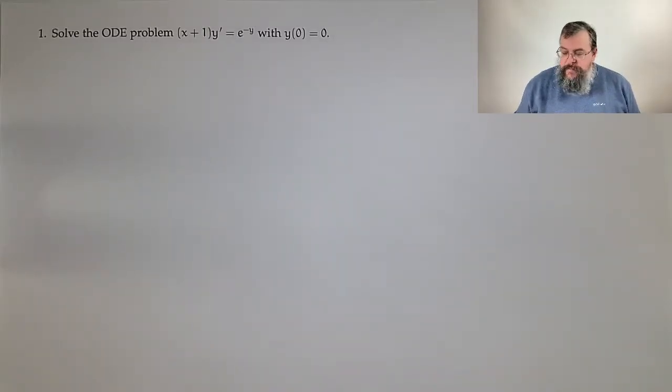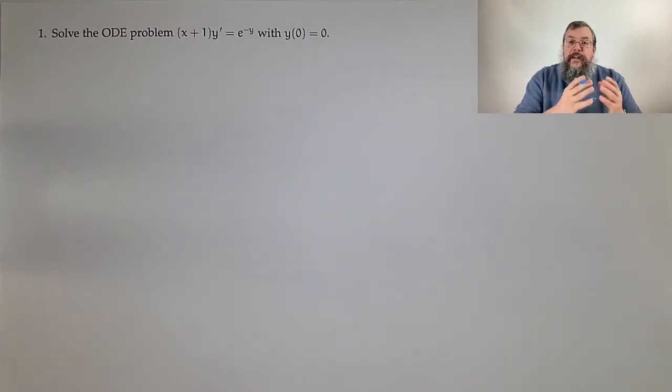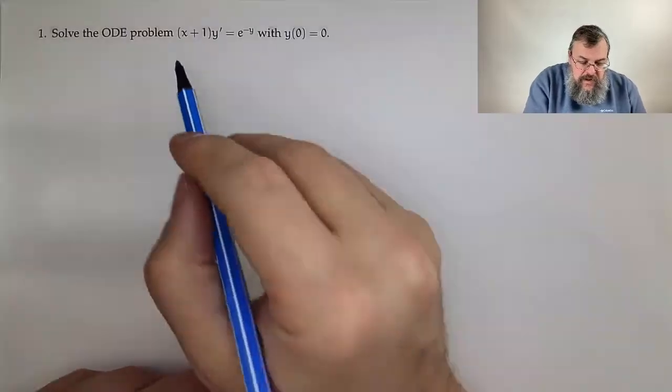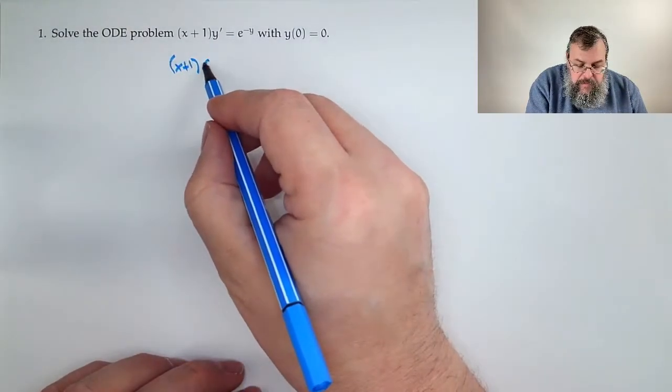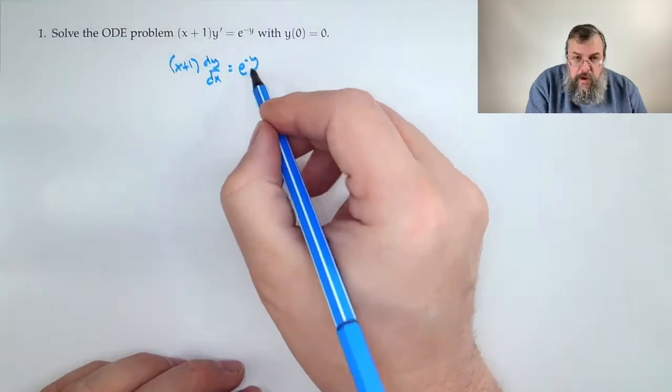Solve the ODE problem. (x+1)y' = e^(-y), and y(0) = 0. All right, so what kind of problem is this? Well, this is a classic separable differential equation. In other words, we can move the x's to one side and the y's to another side. So if we think about this, this is the same as (x+1) times y', which we'll write as dy/dx, is equal to e^(-y).